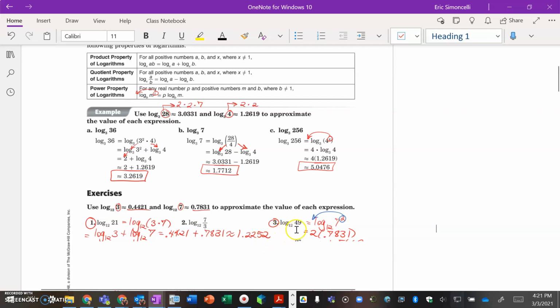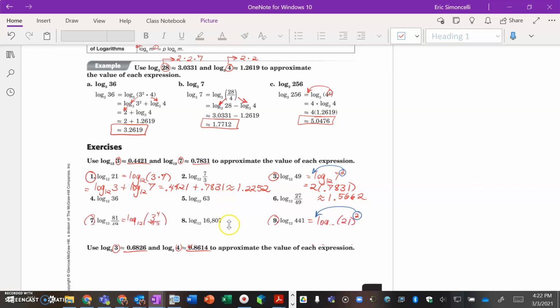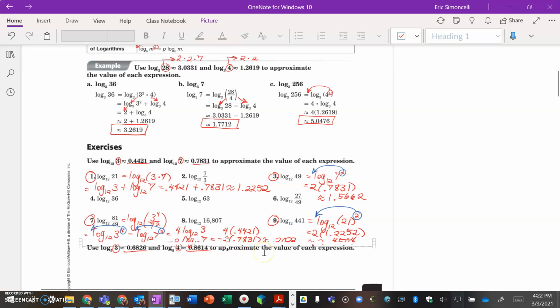Number 3, log base 12 of 49. Turns out, and I think it's a pretty nice connection to be made, and an easy one, you can rewrite 49 as 7 squared. Again, 49 is a perfect square, 7 squared fits the bill. Remembering now, because it's 7 squared, that power can be moved in front. Again, the power property allows for that. So now we have 2 times log base 12 of 7, which is 0.7831. And if we just move down here, we can see, if you multiply, of course, 1.5662.